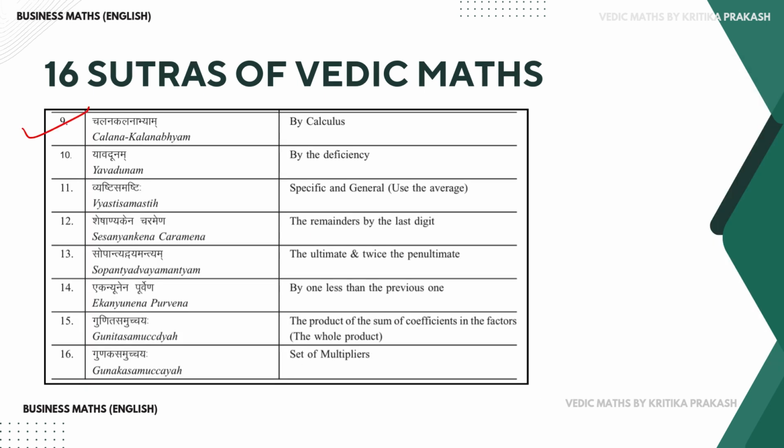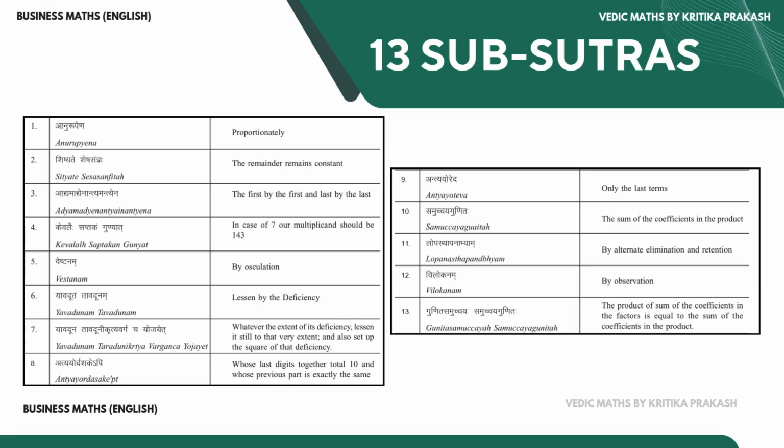So the ninth sutra is the calculus sutra. The 10th one is defining the deficiency sutra. 11th one is specific and general, which represents the use of average in the sutra. 12th one is the remainders by the last digit. 13th one is related with the ultimate and twice of the penultimate. 14th one is by one less than the previous one. So this one represents the Ekayona calculation. 15th one is the product of the sum of coefficient in the factors, and the 16th sutra is the set of multipliers. Now let's move on to the 13 sub-sutras that are there.